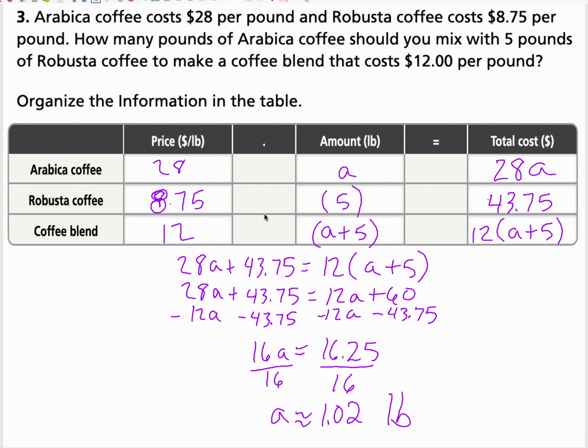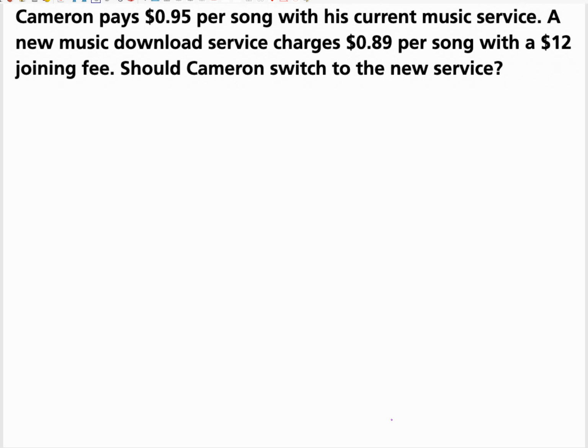All right. Hopefully you got that one figured out. All right, let's move on. We've got 2 more slides before the wrap up. Both about music services. So Cameron pays 95 cents per song with his current music service. A new music download service charges 89 cents per song with a $12 joining fee. Should Cameron switch to the new service?